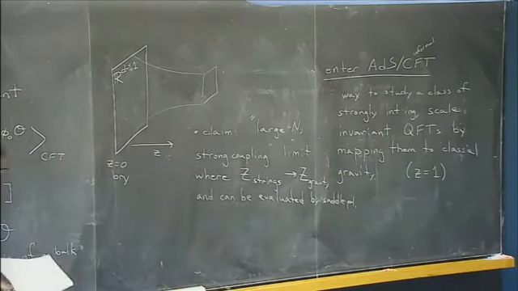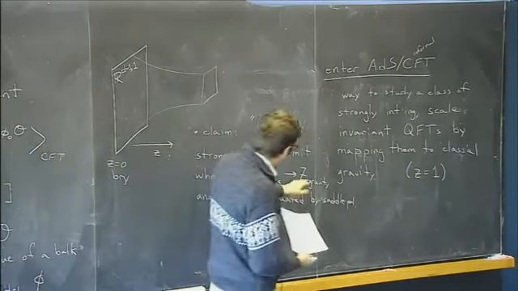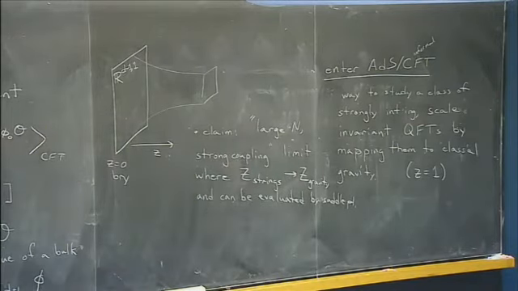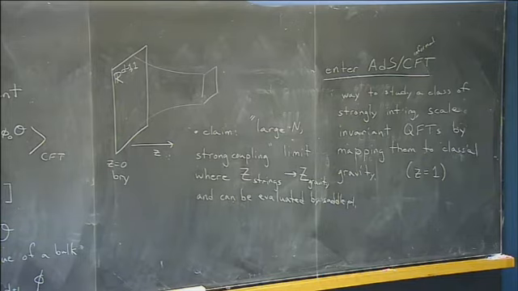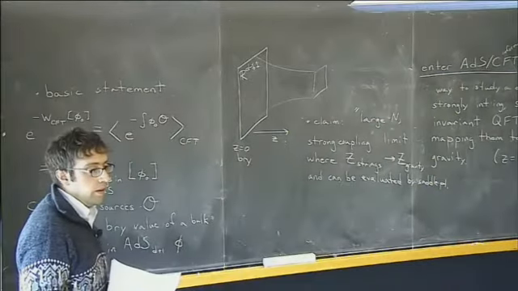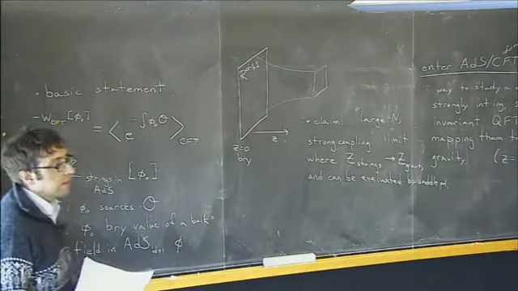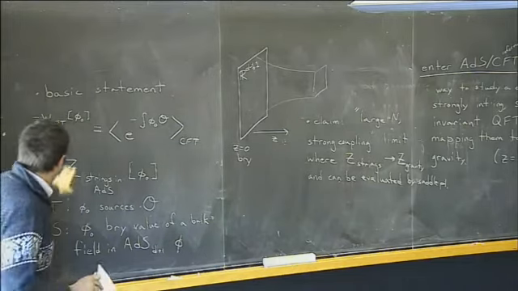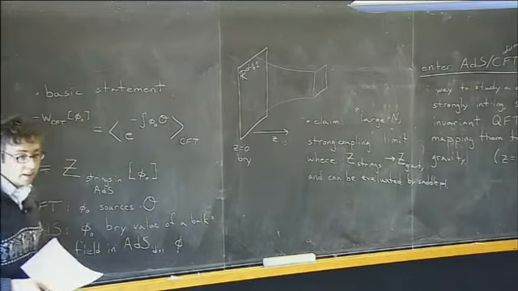If you can study the gravity theory in this limit, you can compute the on-shell action. You can figure out what this object over here is, this generating function for connected correlation functions. So in general, let's say it's a correspondence between two quantum field theories, right? In general, yes. Well, quantum gravity, whatever that means. In this case, it's strings in AdS.